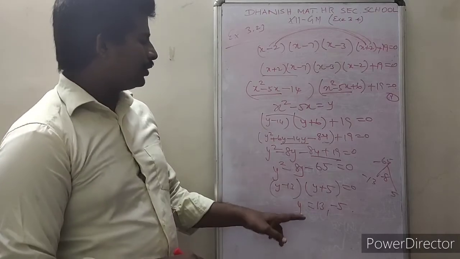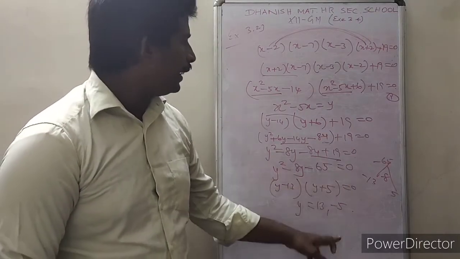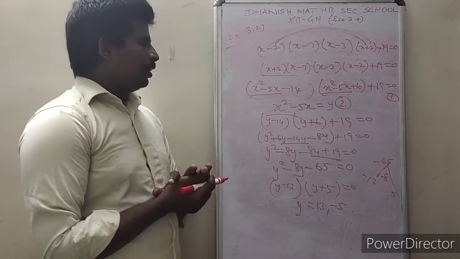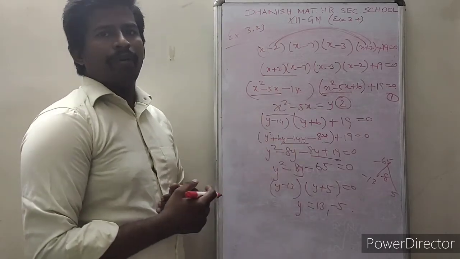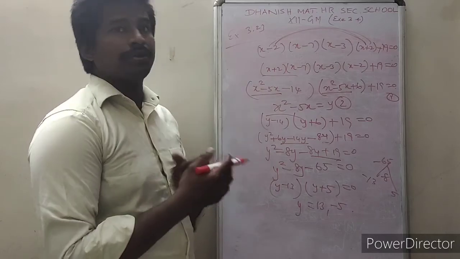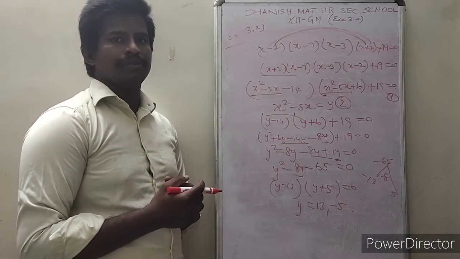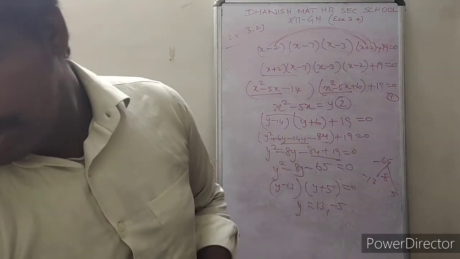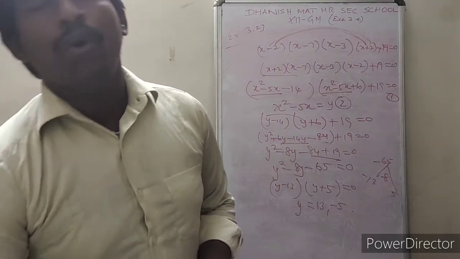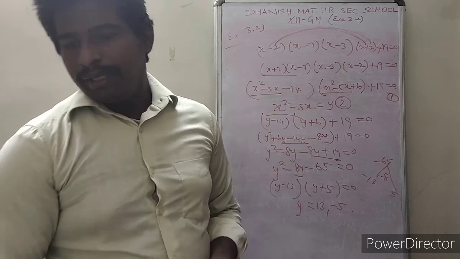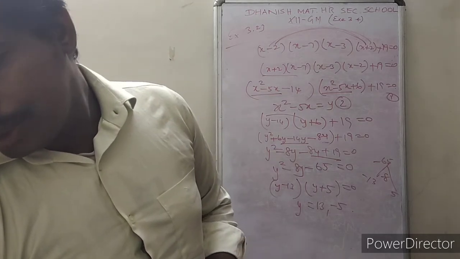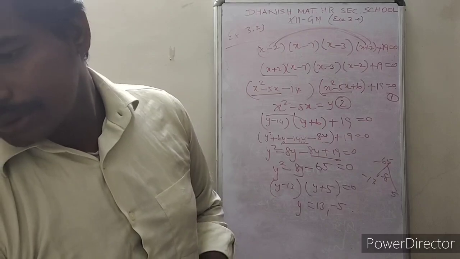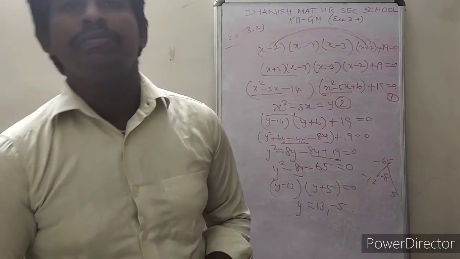After this, you can substitute y as 13 and minus 5 in equation 2. Then you will get 4 values for x. Similarly, you can do example 3.24 as homework. Next class we will do exercise 3.5. Thank you.